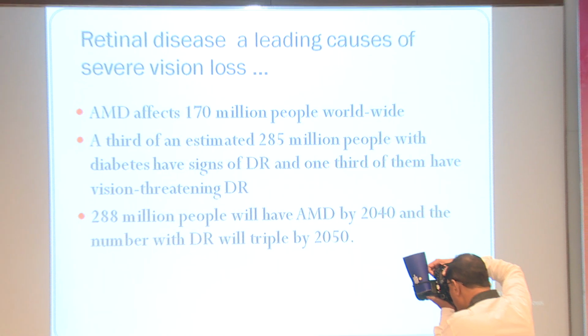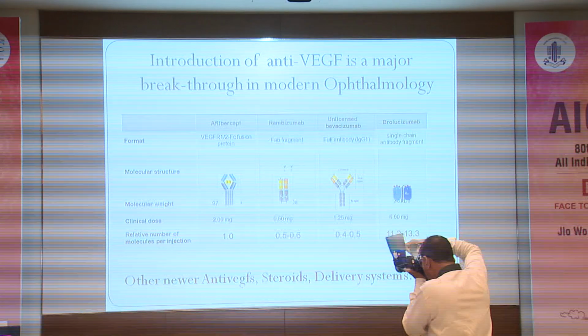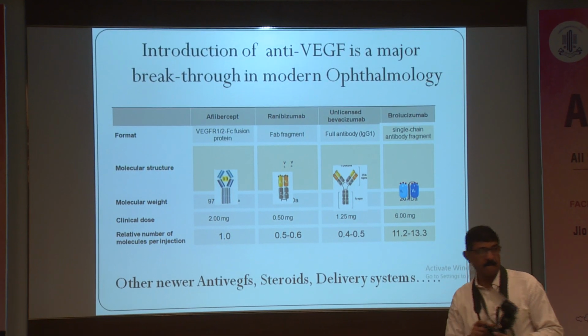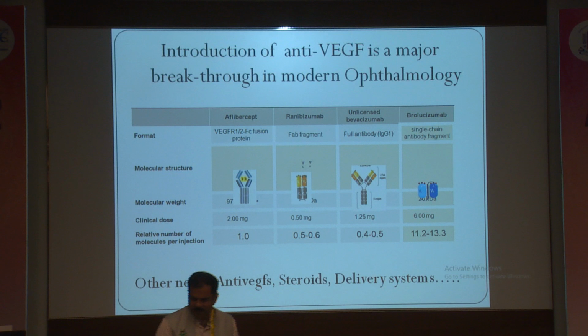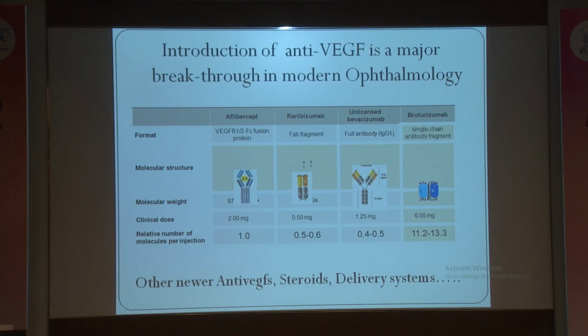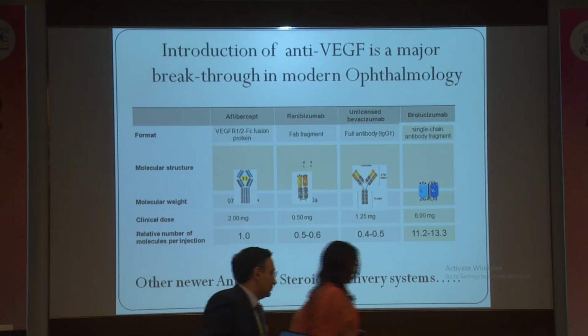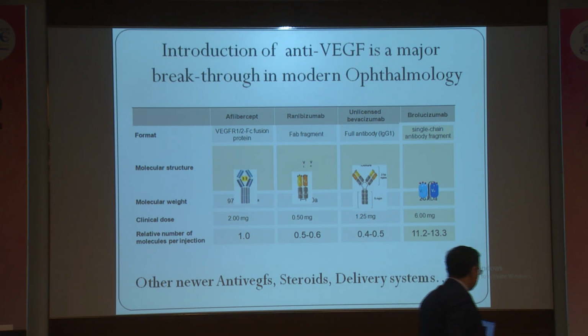Retinal disease is a leading cause of severe vision loss. That is all we know, so I'm not going into the details of statistics. We have a number of anti-VEGF injections as well as steroids and a number of delivery systems in our armamentarium to treat the different types of retinal conditions. Though they are all anti-VEGF, they have different pharmacokinetics and pharmacodynamics, and we see different responses to treatment. That is why we have to select which anti-VEGF to give to which patient, and we often see some kind of misuse of these anti-VEGFs in certain situations.